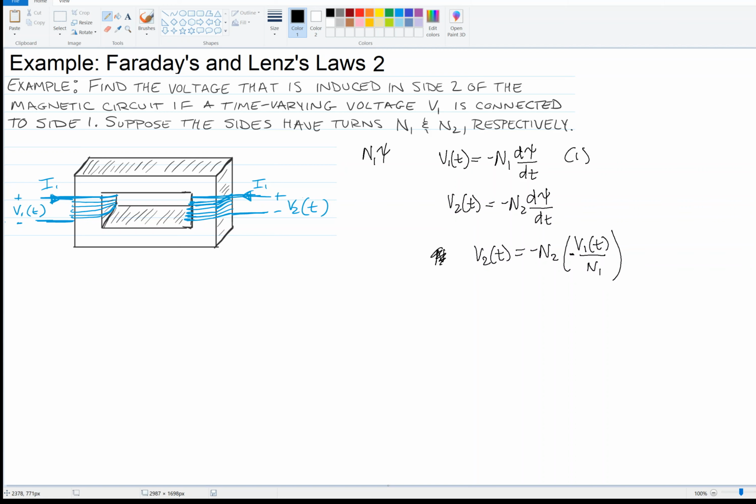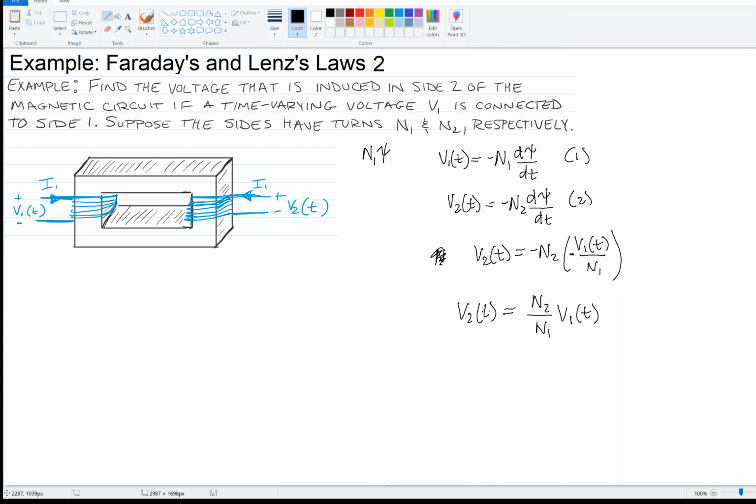Again, that was just solving equation 1 for d psi dt by dividing by negative N1, and then putting that into d psi dt in equation 2. And so this is what we get here. And so the negatives cancel, and what we see is that the voltage on the other side, the right side, is N2 over N1 times the voltage on the left side.